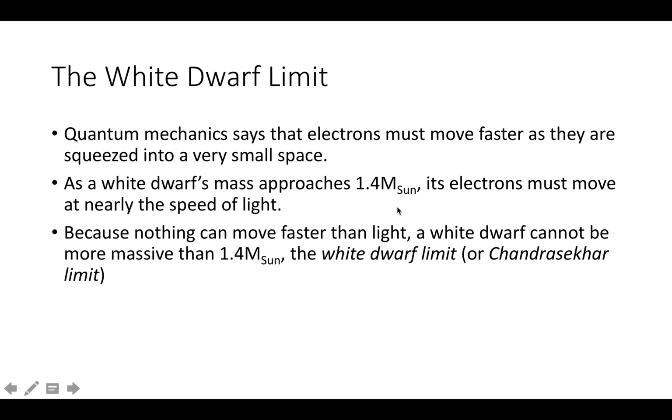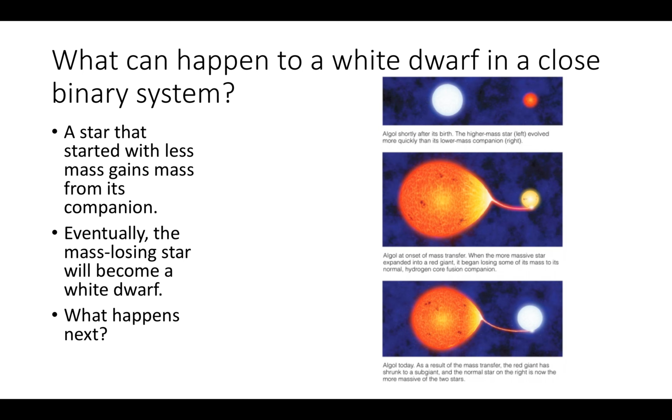There is a limit to a white dwarf, and that's about 1.4 solar masses, where electrons have to move nearly at the speed of light, and we know that nothing moves faster than the speed of light, so nothing can really be more massive than 1.4 solar masses. So we call this the white dwarf limit, or the Chandrasekhar limit.